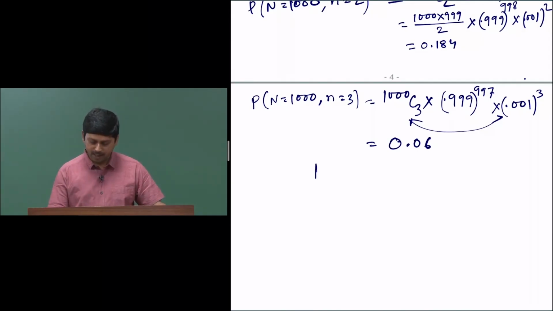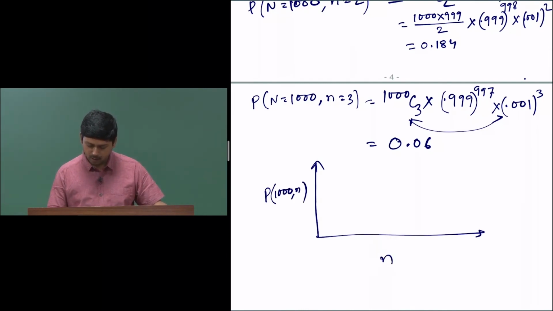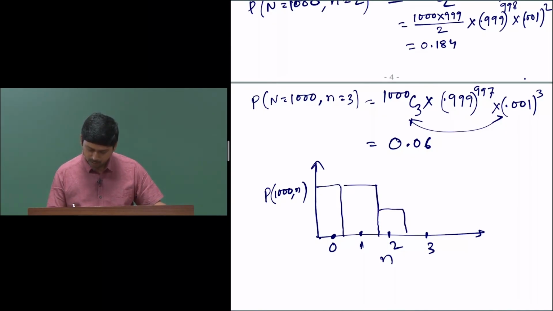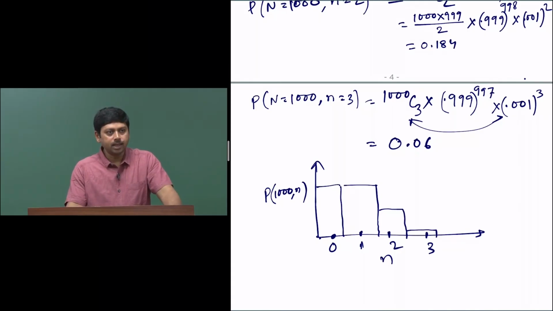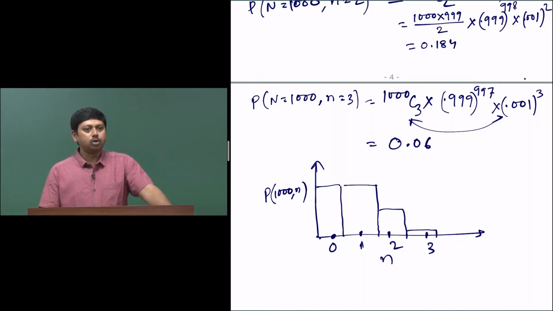Now, if you plot a bar diagram of those probabilities, P_n with N equal to 1000, against small n, where small n is 0, 1, 2 and 3. For 0 it was 0.368, and this is also 0.368, this was 0.18 and this was 0.067. So, the bar diagram will look something like this. As you can see, immediately when it goes to 3, the probability just dropped like anything. If you go to 4, it will be like 0.